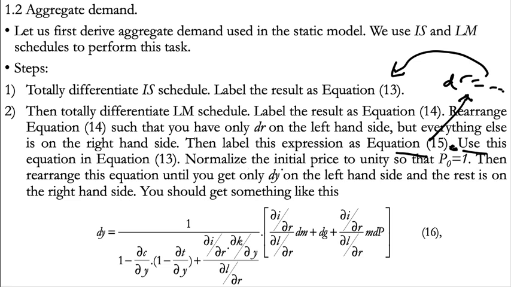Now, we need to normalize the initial price to unity, so that P0 equals 1. Then rearrange this equation until you get only dy on the left-hand side, because our objective is to derive the aggregate demand expression. So dy on the left-hand side like this, and the rest on the right-hand side. You should get something like this.